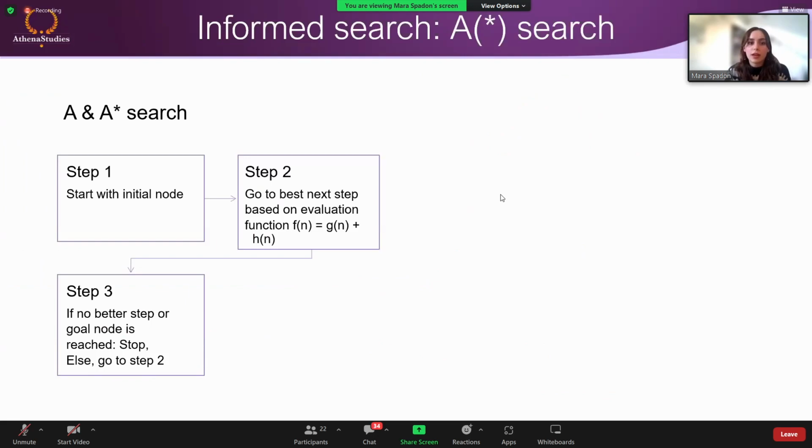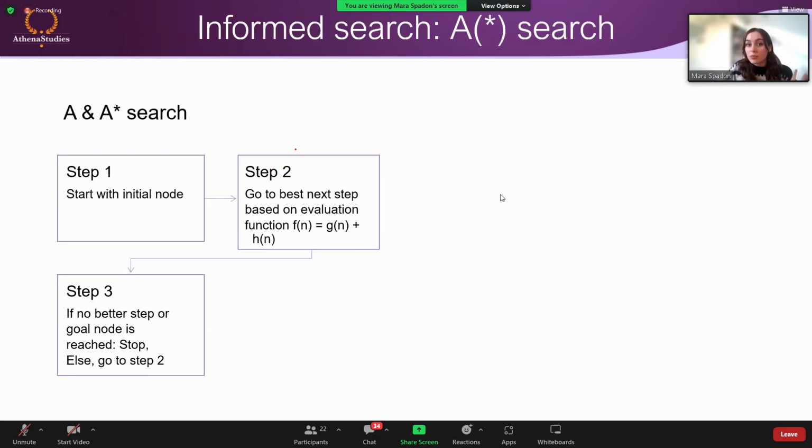Let's move on to A and A star search. So here we have another little step plan. We start with our initial node and we go to the best next step based on the evaluation function, the one that we just saw earlier. If there's no better step or the goal node is reached, then stop; otherwise you check the nodes again.